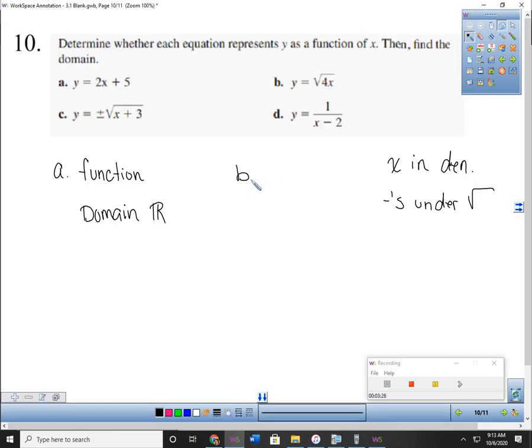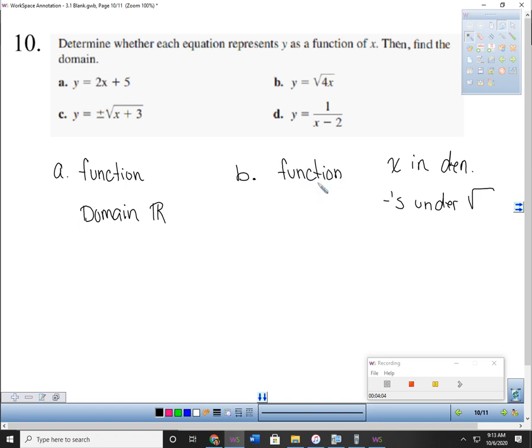Part B. All right, so if I were to plug a number in for x, let's say 4. 4 times 4 is 16, and the square root of 16 is 4. That's just one outcome, correct? All right, and then we have, let's say, 4 times 1. 4 times 1 is 4. The square root of 4 is 2. That's just one outcome, correct? So it doesn't matter what I plug in here. I'm just going to have one outcome. So therefore, this is a function.